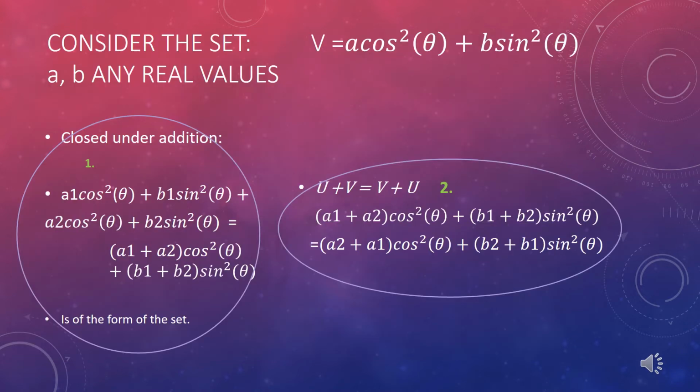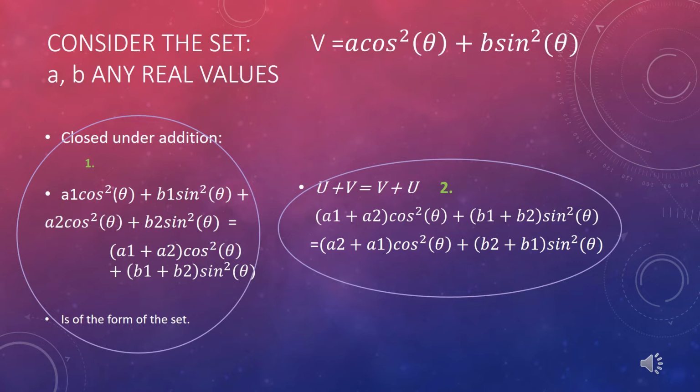So we're going to talk through a couple of examples, and here our set of objects are expressions of the form some scalar times cosine squared of some variable theta plus another scalar times sine squared of the same variable that was plugged into the cosine squared. So our objects have to fit that expression form.